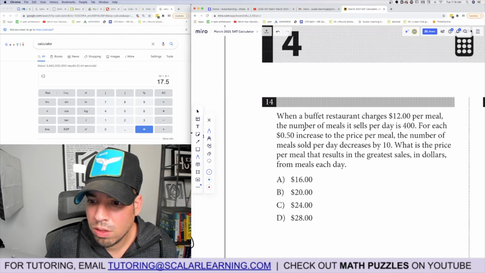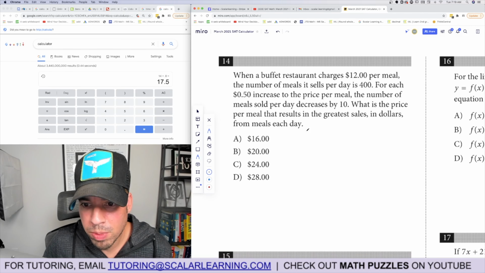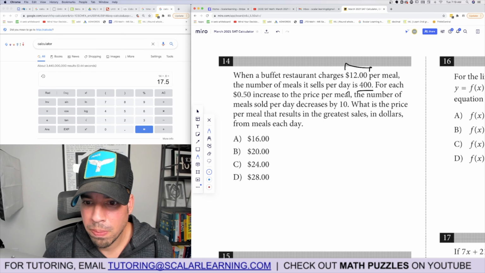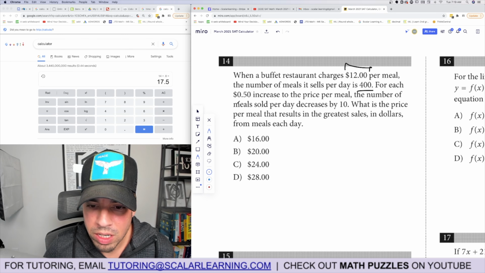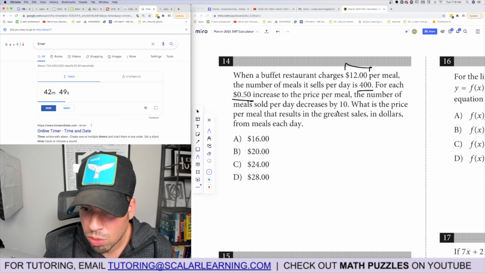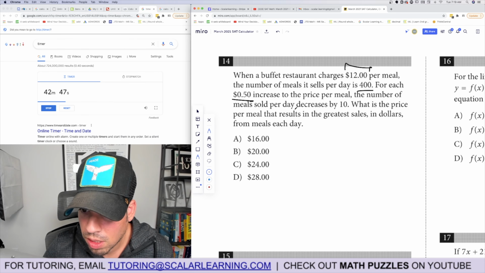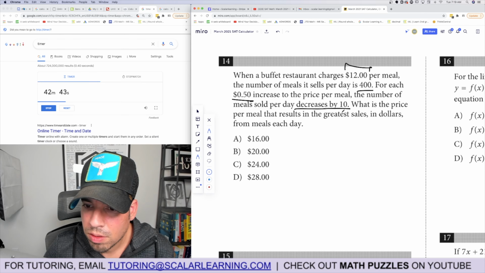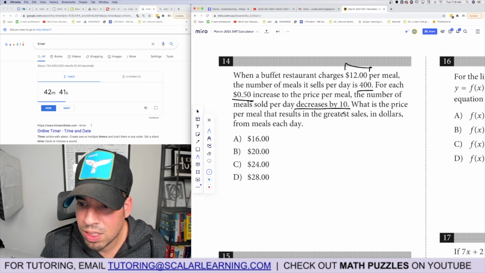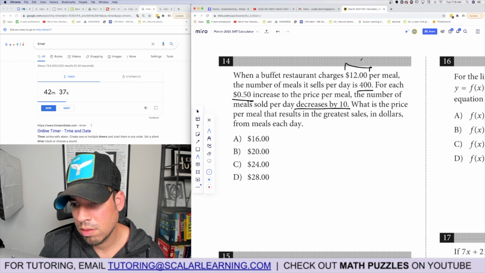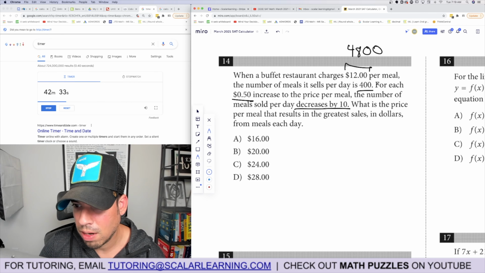Number 14. When a buffet restaurant charges $12 per meal, the number of meals it sells per day is 400. For each 50-cent increase in the price of the meal, the number of meals sold per day decreases by 10. So it makes 12 times 400, 4,800, when it does that.